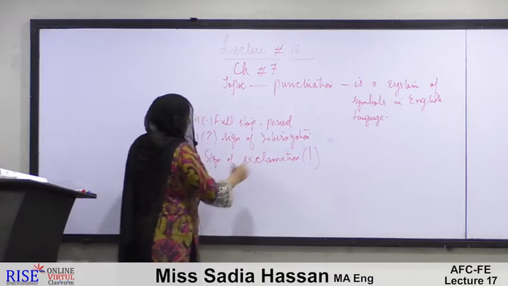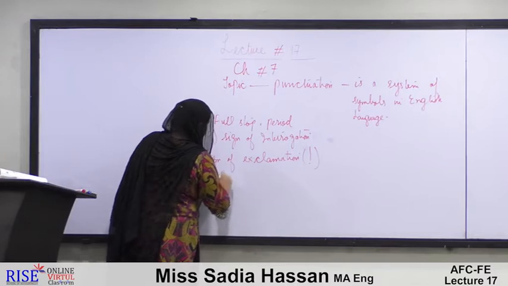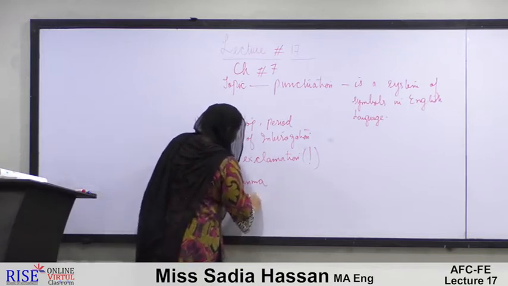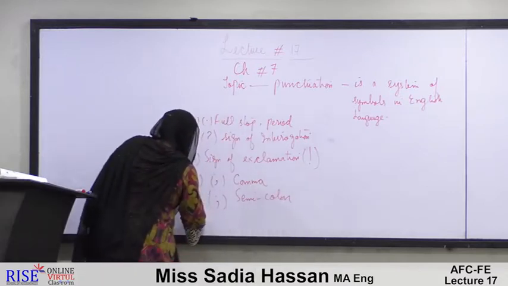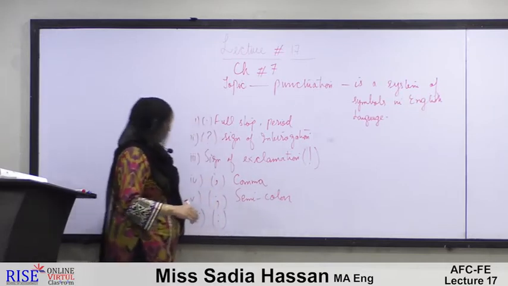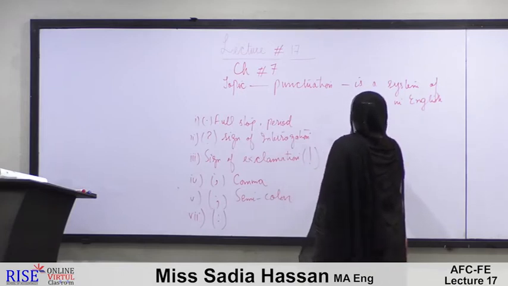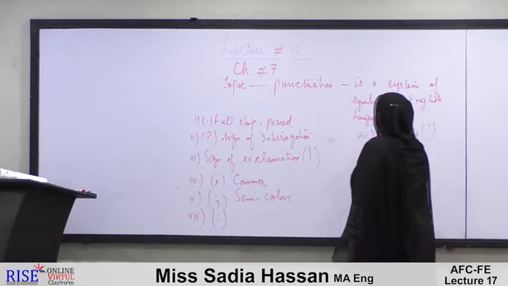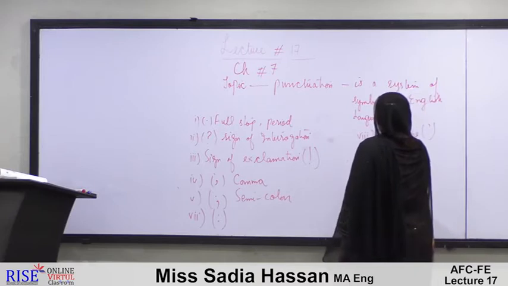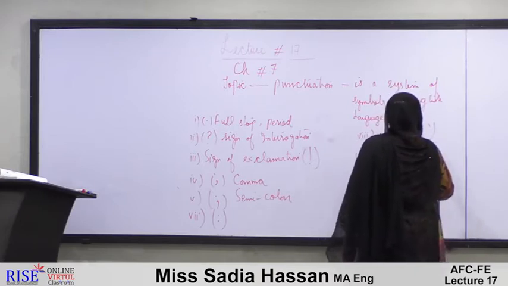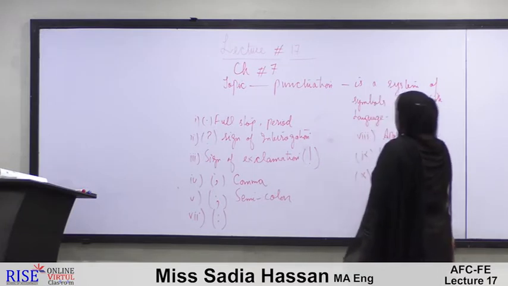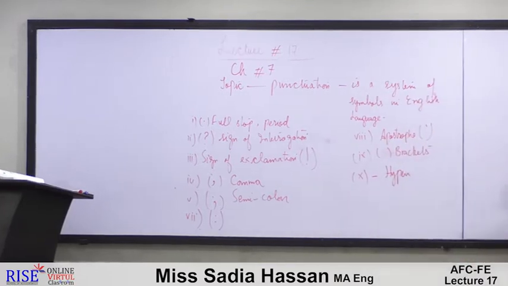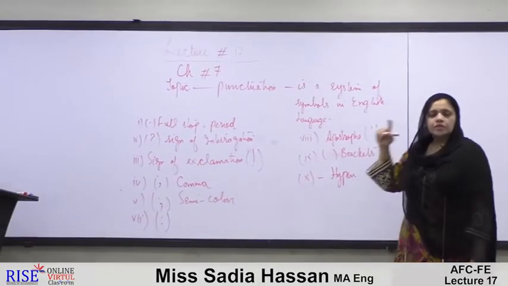Fourthly, we have some pauses. They are called, first of all, comma. Second is called semicolon. Thirdly, we have colons. Then we have some others like apostrophe, then we have brackets, and then we have hyphen. These are different marks of punctuation which are used in English grammar. Now, one by one, we are going to see how they are used in grammar.